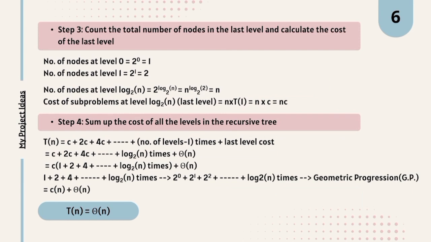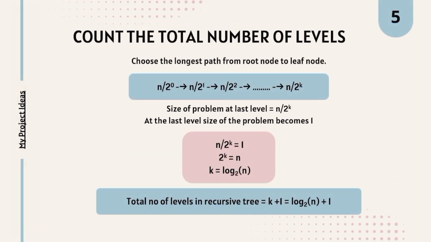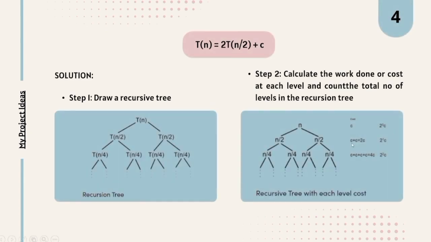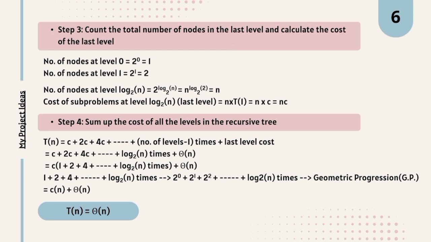Then in step 3, what do you do? Calculate the total number of nodes in the last level and calculate the cost of the last level. The number of nodes at level 0 is 1 and the number of nodes at level 1 is 2^1, that is 2. So what number of nodes will there be at level log n base 2? It will be 2^(log n base 2), because we know it goes 2^1, 2^2, 2^3, then 2^k. So 2^(log n base 2) gives the answer n.